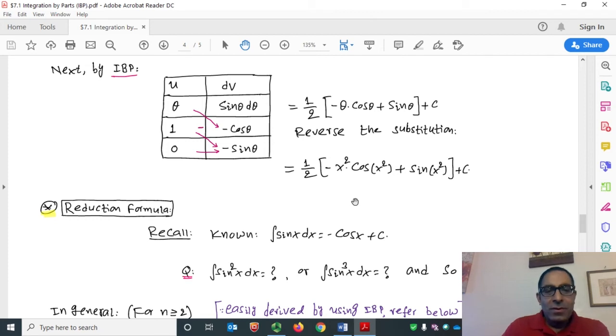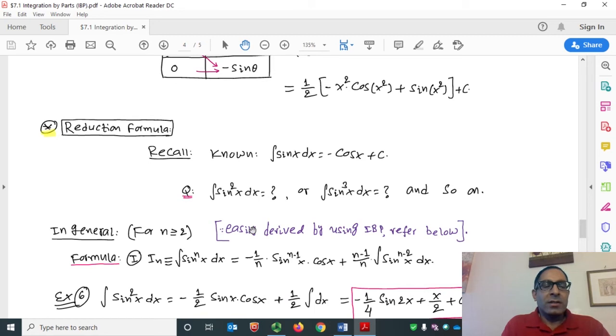Now let me talk about the reduction formula. What it does, the reduction formula reduces the degree of power every time. So for example, recall we know the integral of sine x is negative cosine x. But what about the integration of sine squared x? This does not equal cosine squared x. But we need to use a reduction formula. The reduction formula reduces the power 2 to 1, then we can apply this formula.